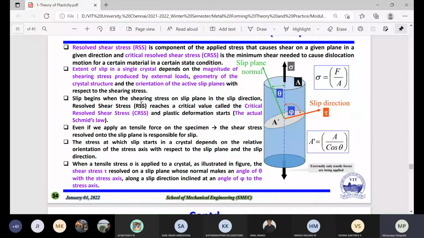You have to understand that one is the angle between the stress and the slip plane, and the second is the angle between the slip direction and the stress. Otherwise you will get confused whether you are taking theta or gamma or phi. You have to write very clearly that it is between the slip plane and the stress, and between the slip direction and the stress. If you are clear there, then you can put your theta and phi. The answer will be the same, of course.